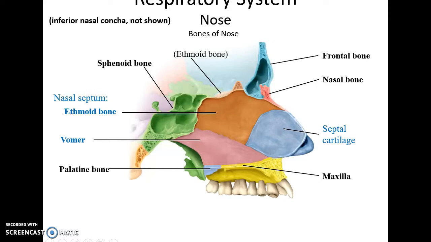And of course, the nasal cavity overall includes additional bones, the frontal bone, nasal bone, the ethmoid bone, sphenoid bone, palatine bone, maxilla bone, lacrimal bone, just to name, well, most of them. You also have the inferior nasal concha on the lateral walls.